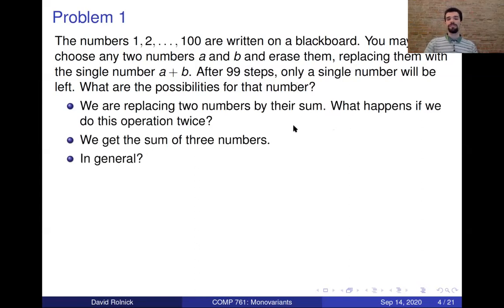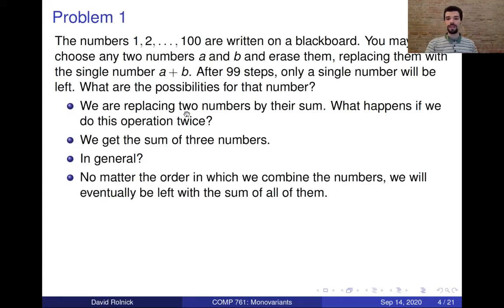In general, if we had A plus B plus C and we did this same thing with D, we replace A plus B plus C and D with A plus B plus C plus D. So in general, as I see a lot of people are writing in the comments, no matter the order in which we combine the numbers, we will eventually be left with the sum of all of them.